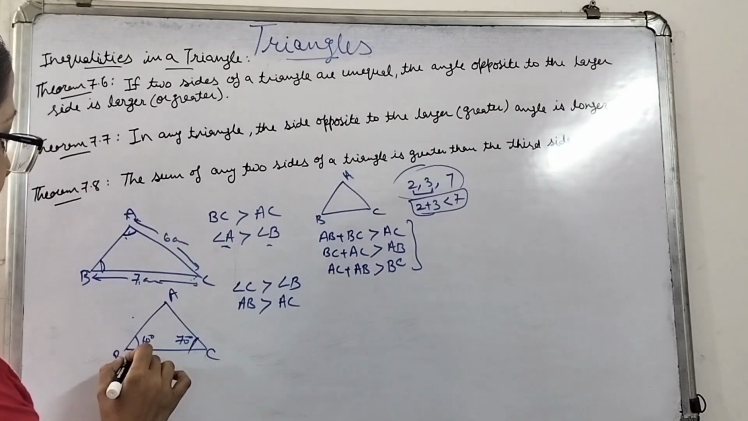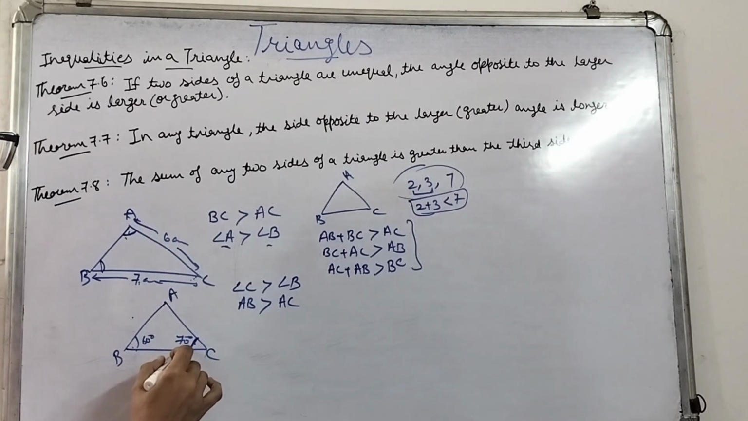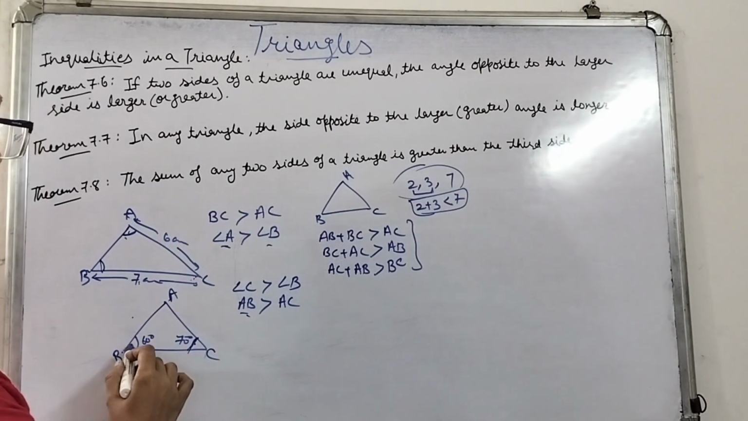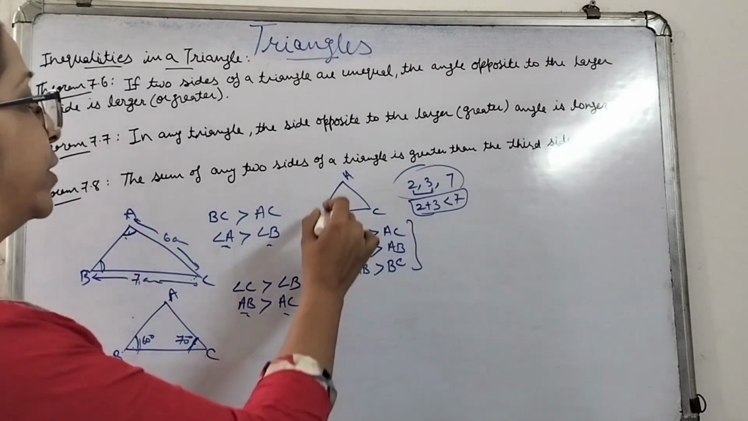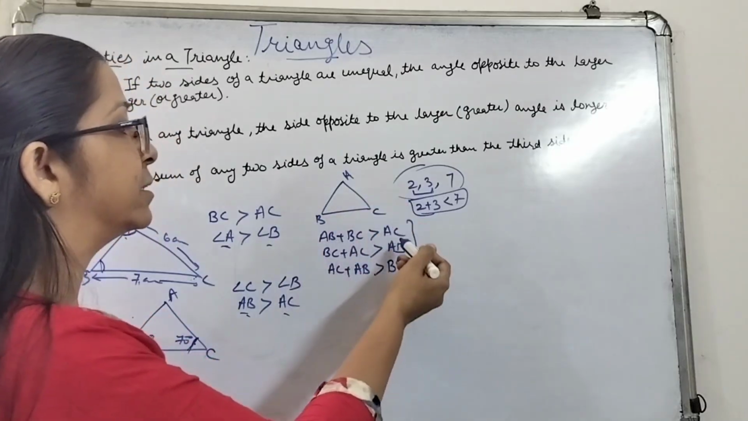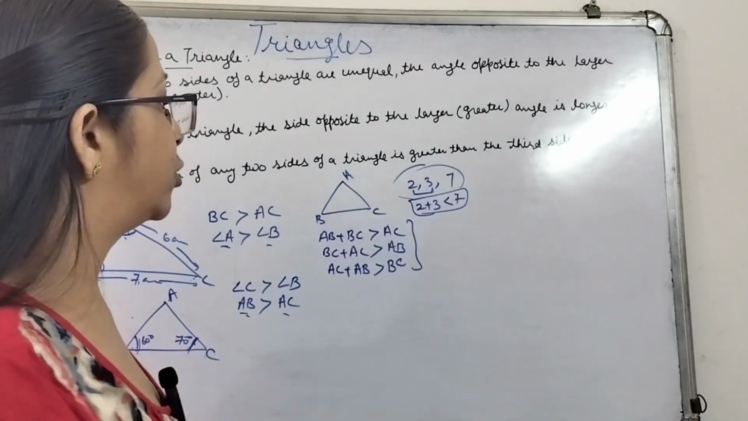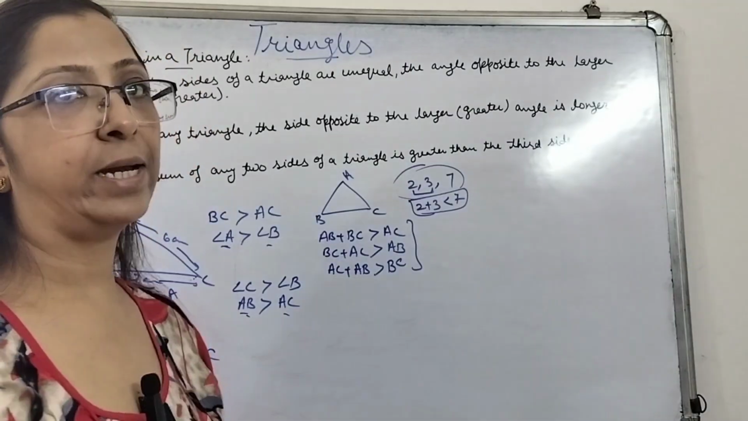Over here we can see this angle is 60 degree, this angle is 70 degree. So 70 degree is more than 60 degree. So the side opposite to this 70 degree, that is AB, will be greater than the side opposite to 60 degree, that is AC. And if in any triangle the sum of any two sides is greater than the third side, if this condition is fulfilled for all the three sides, then we can construct such type of triangles.